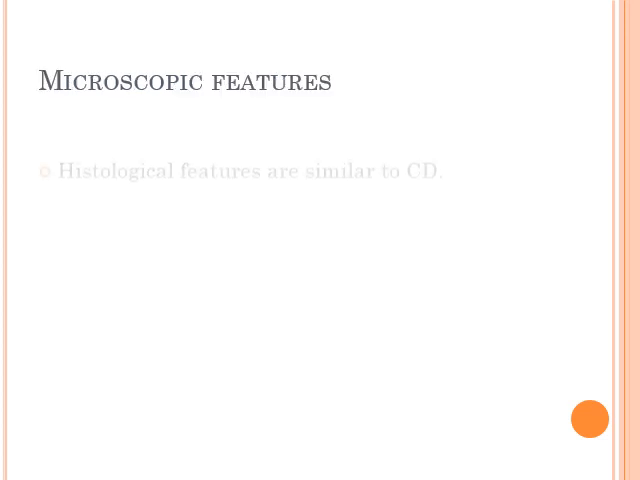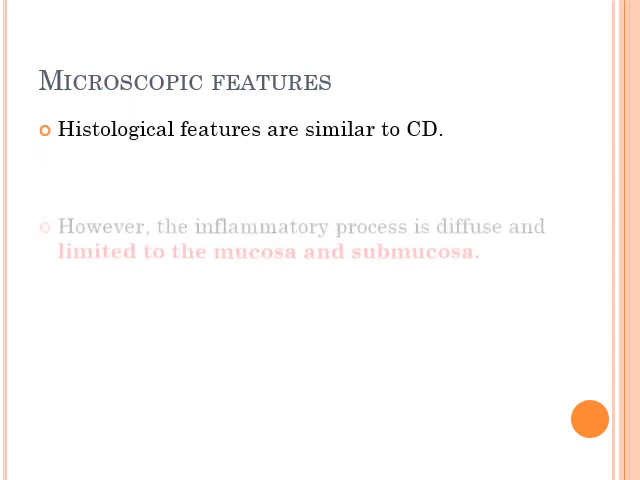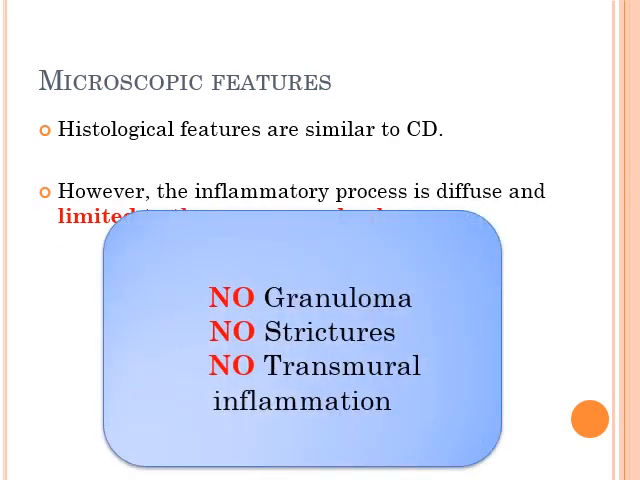Coming to the microscopic features, they are almost similar to those of Crohn's disease. However, as I told you, the process is limited to the submucosa. And you have to remember that here there are no granulomas, there are no strictures, and there is no transmural inflammation. So the inflammation is never transmural, it is only limited up to the submucosa.